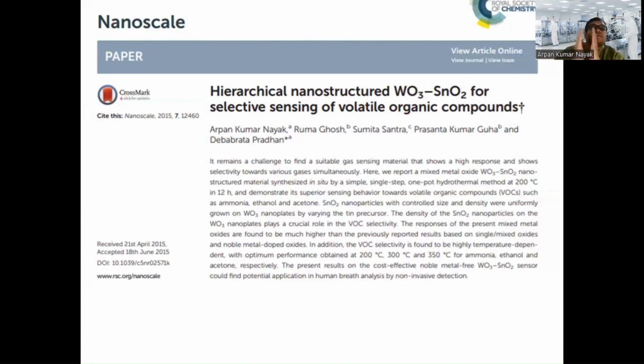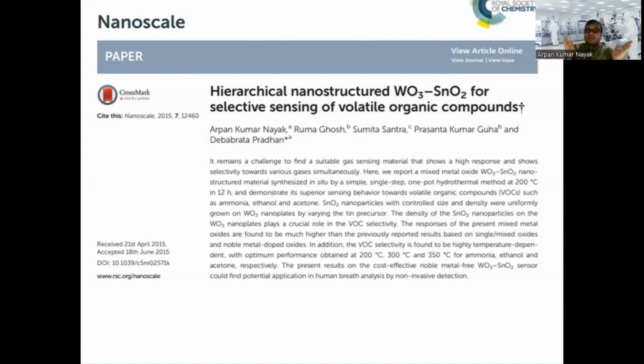The last point, as I told, will be the conclusion. In this conclusion, it means our finding, the best finding, how we can implement it for our future research. So here you can see the last sentence we mentioned: the present results on the cost effective noble metal free W3SnO2 sensor could find potential application in human breath analysis. So it could be fine for the future as a breath sensor.